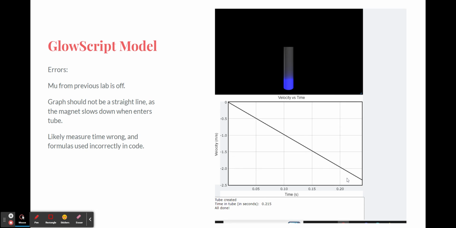This graph is slightly off as the magnet should slow down in the tube, which means it should not be linear. Now this is probably due to the mu from the previous lab being off, as it was slightly higher than it should have been, or probably some formula error in my code as well.